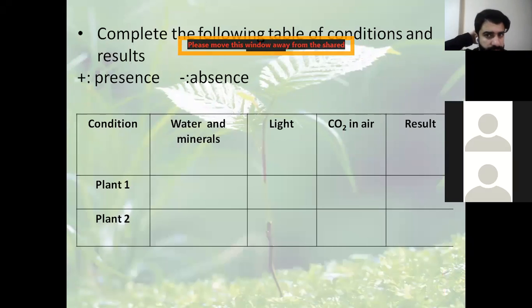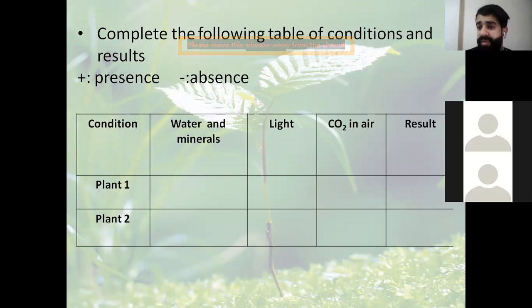So here they said complete the following table of condition and results. Plus means presence and minus means absence. In the quiz, I won't give you the table. I want you to draw the table of conditions and results. So you have to draw the table of conditions and results. Sure, you have to draw it using a pencil. Sure, you have to draw it using a ruler. While some of you, they don't know this ruler. You have to draw using a ruler.